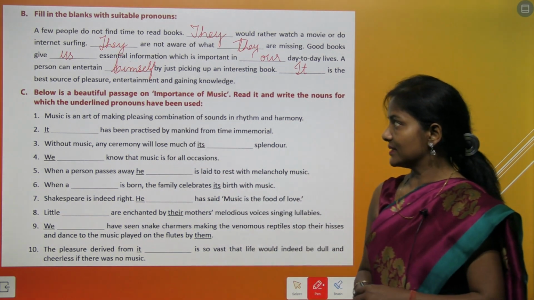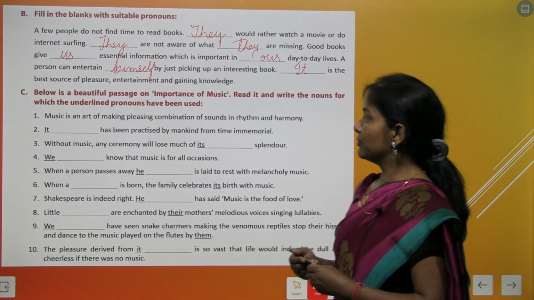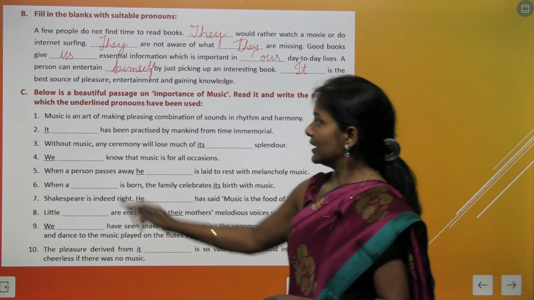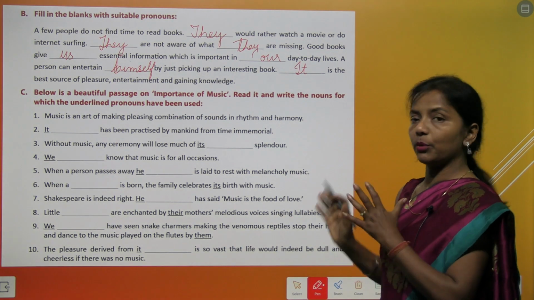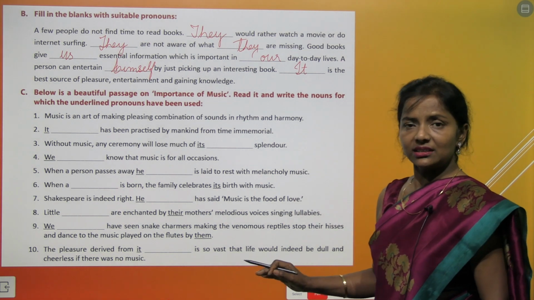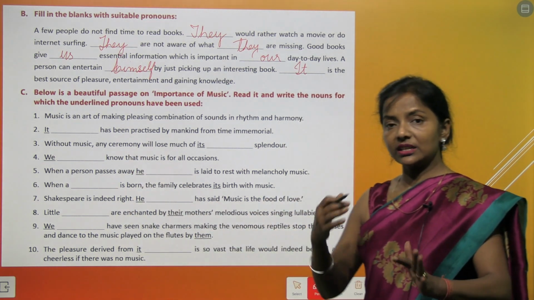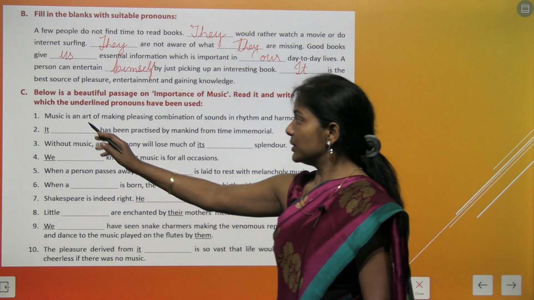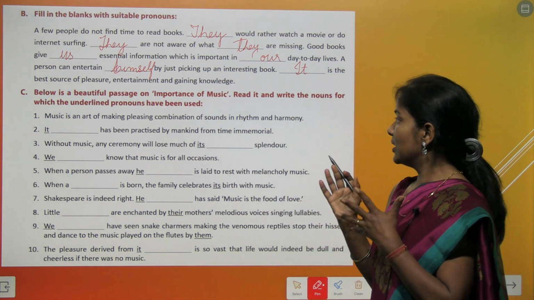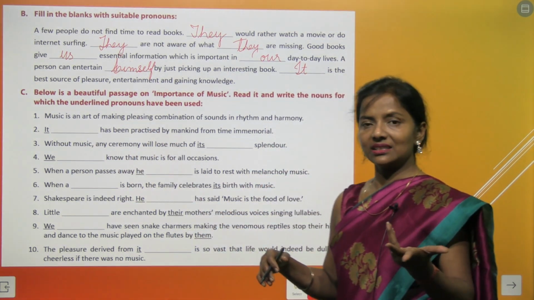Below is a beautiful passage on importance of music. Read it and write the nouns for which the underlined pronouns have been used. अब यहाँ एक पैसेज दिया गया है जिसमें कि इम्पोर्टेंस ऑफ म्यूजिक के बारे में लिखा गया है. उसमें हमें क्या करना है? We have to read it thoroughly and write the nouns for which underlined pronouns have been used. उसकी जगह pronouns की जगह हमें nouns लिखने हैं. Music is an art of making pleasing combination of sounds in rhythm and harmony. It. So it की जगह क्या है?